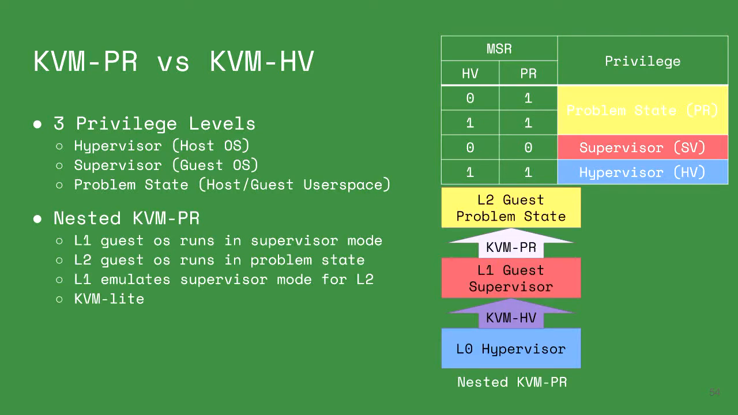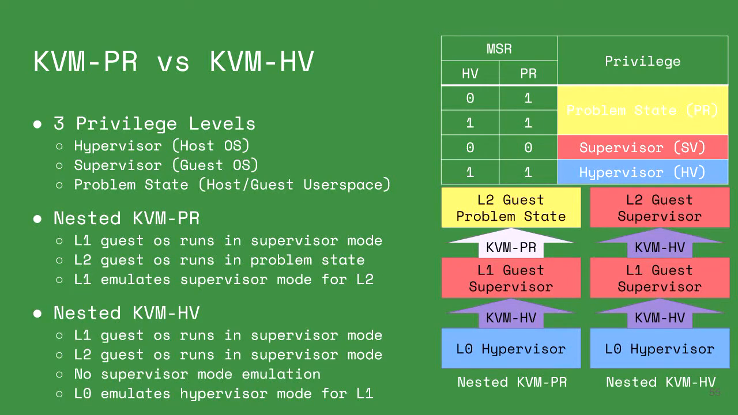So now I'm going to introduce the idea of nested KVM PR, where you have your level 0 hypervisor using the KVM HV module to run your level 1 guest. Your level 1 guest runs in supervisor mode and uses the KVM PR module to run its level 2 guest. The level 2 guest now is running in problem state. What this means is that level 1 has to emulate all of the supervisor mode functionality for level 2. You might guess this would be kind of slow, and so I've called it KVM Lite.